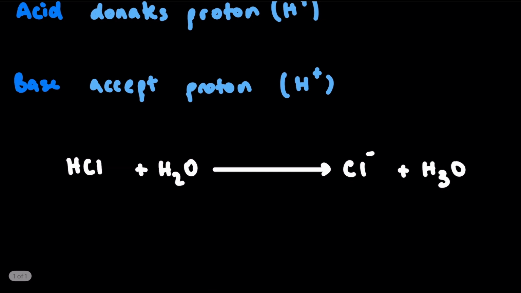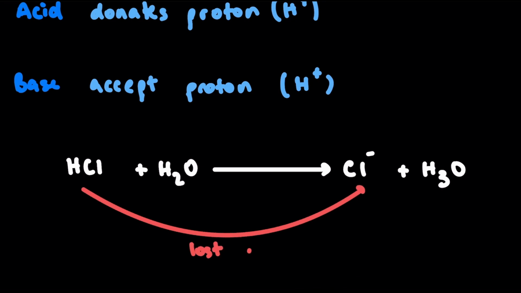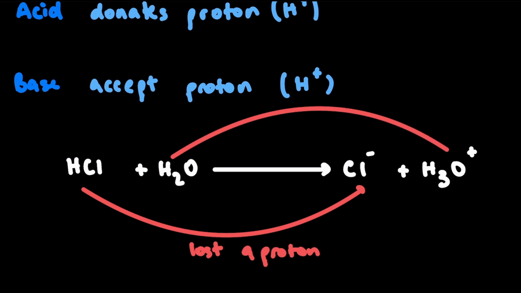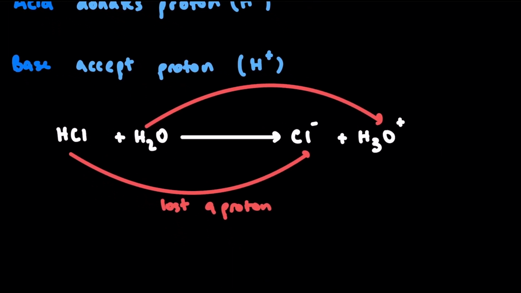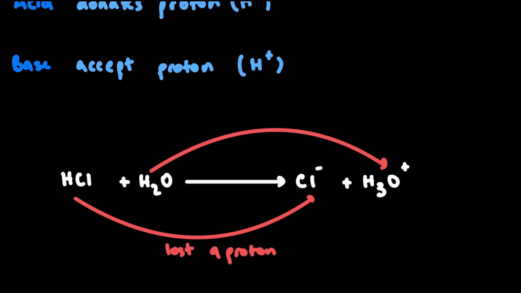So I'll explain exactly what this is. In this equation, the HCl has lost a proton. As you can see, it went from HCl to Cl minus. There is no more H plus here. And the H2O went from H2O to H3O plus. So it actually gained a proton.